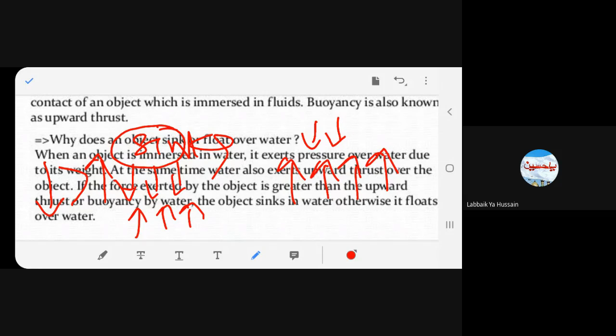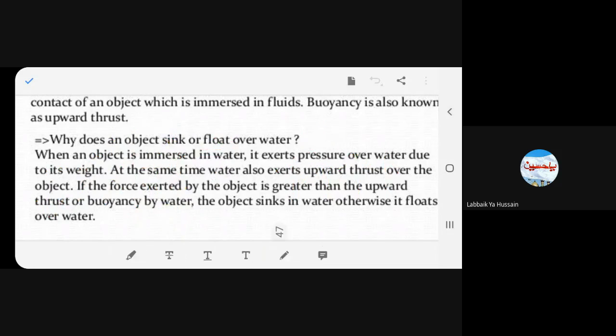Did you understand? So there are two forces acting on each other. One is the weight, and the other one is the upward thrust by the liquid, or the buoyancy. Any problem? Have you understood this mechanism, why a body sinks or floats? All of you understood? Yes. Thank you.